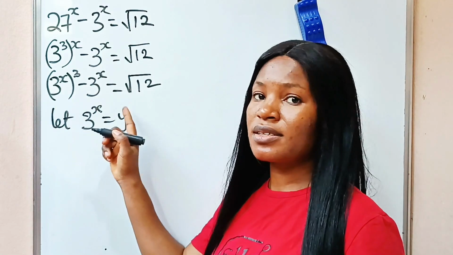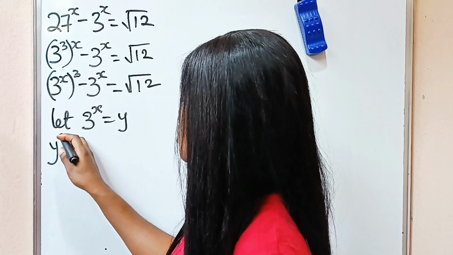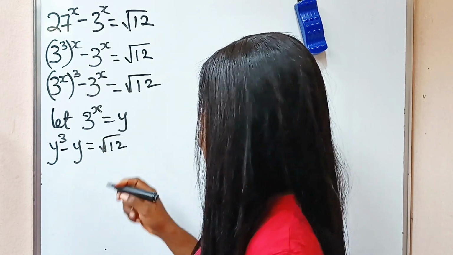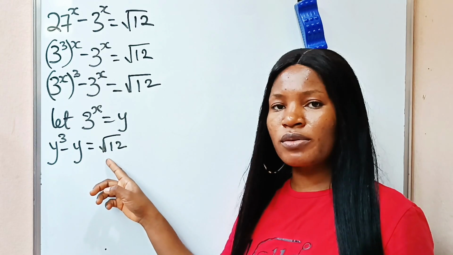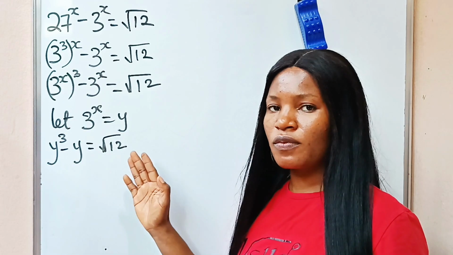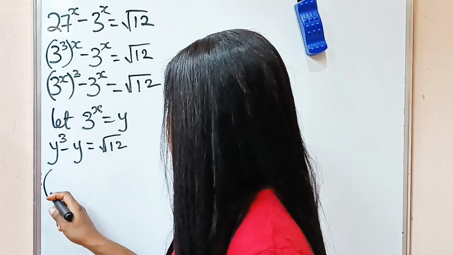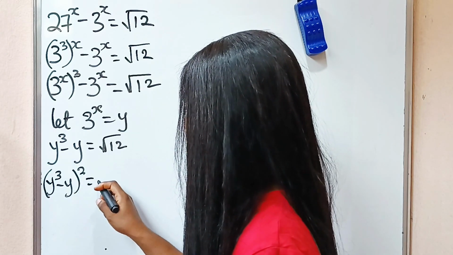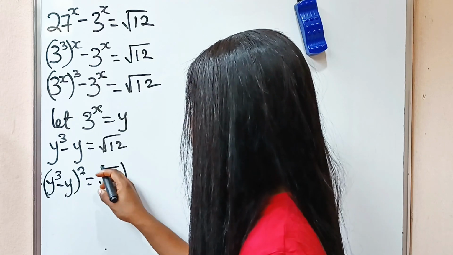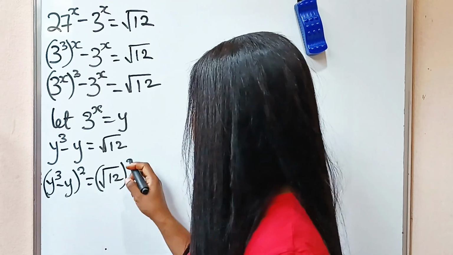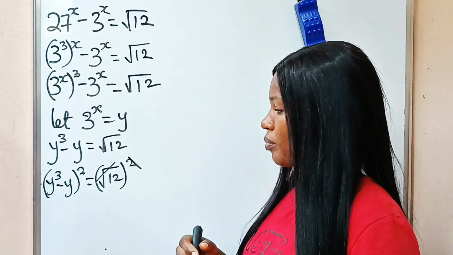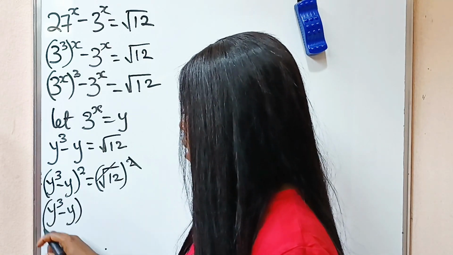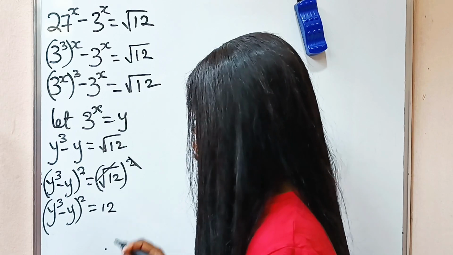Therefore, we can now rewrite this as y to the power of 3 minus y is equal to square root of 12. Now, we want to remove this square root sign, so let's square both sides of this equation. If we do that, we have y to the power of 3 minus y squared is equal to square root of 12 squared. So we cancel this, right? So we're going to have y to the power of 3 minus y squared is equal to 12.